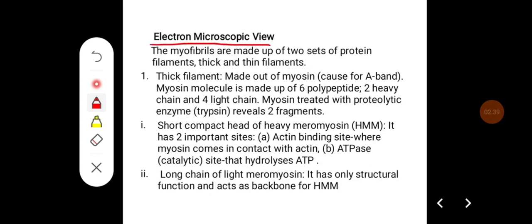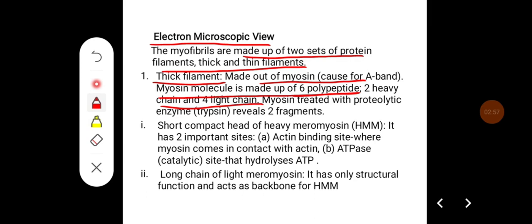Electron microscopic view. The myofibrils are made up of two sets of protein filaments, thick and thin filaments. The thick filament is made up of myosin, which is responsible for the formation of the A band. A myosin molecule is made up of 6 polypeptides, 2 heavy chains and 4 light chains. Myosin treated with proteolytic enzyme reveals 2 fragments.